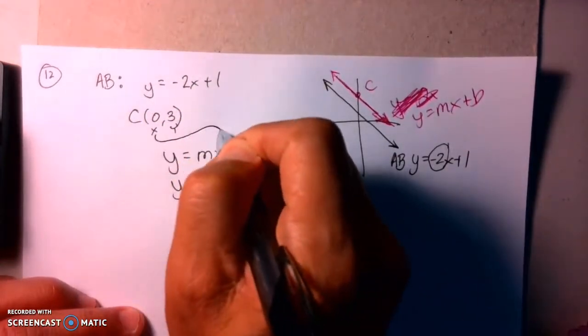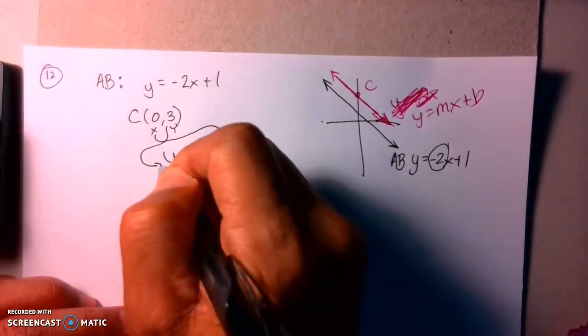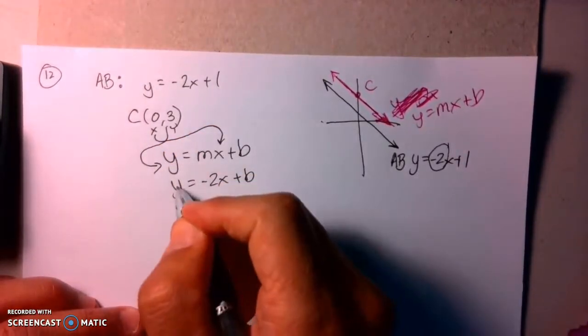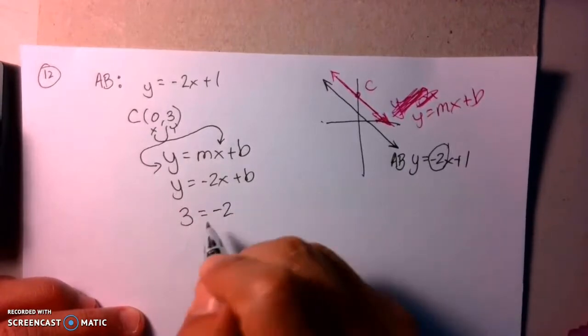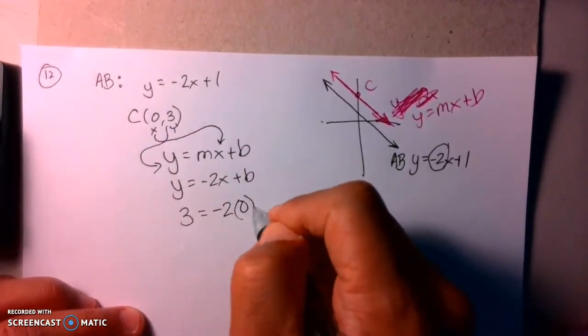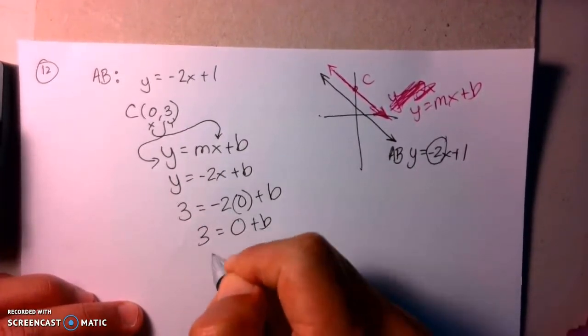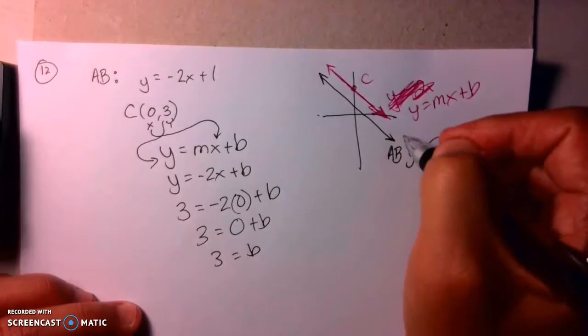You just plug in the 0 where the x is and the 3 where the y is, and that will help solve for b. So instead of y, it's going to be 3. -2 is the slope. X is going to be 0, plus b. This is actually 0 here. So b is 3. So I can put this entire equation together.